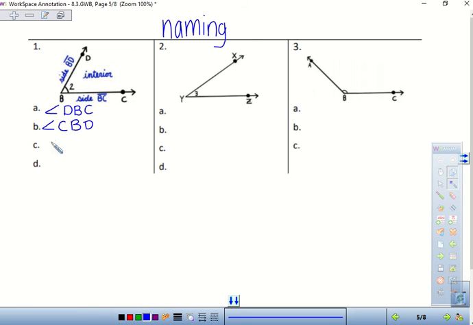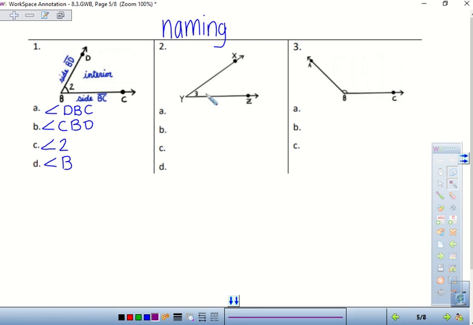Now we can also name it by its number, the angle number, which is number what? Angle 2. And the last way we can name it, if it's just a single angle, is by its vertex, which is what? Angle B. So that's how you name the angle 4 different ways. Should we do that for the rest?